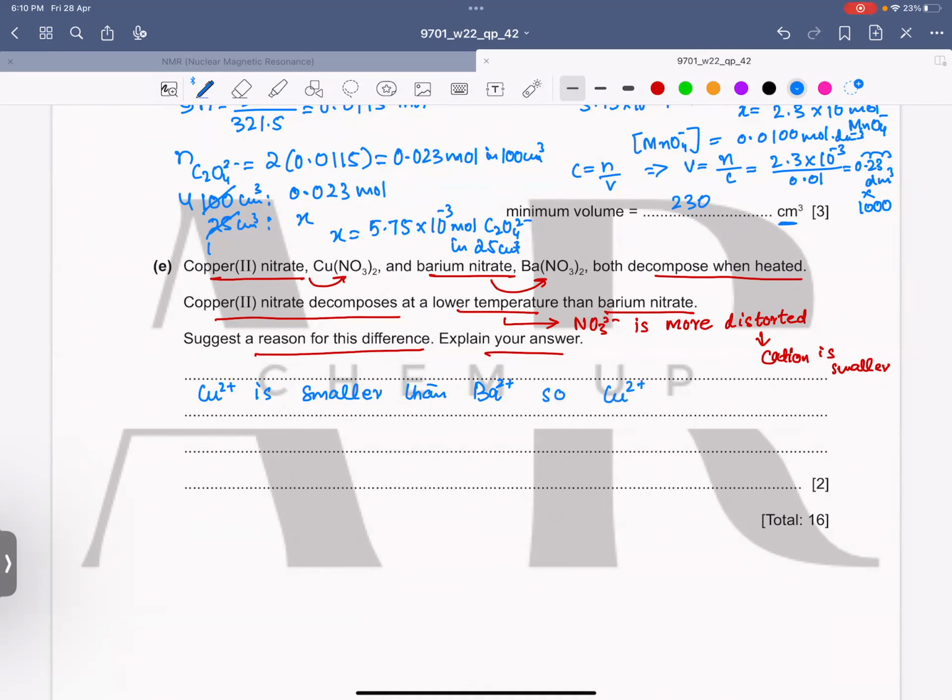So copper 2 positive ion polarizes or distorts the nitrate ion more, hence the nitrogen oxygen bond gets weaker in copper nitrate. Is this clear? Yes. Is it clear to everyone? Yes, sir.